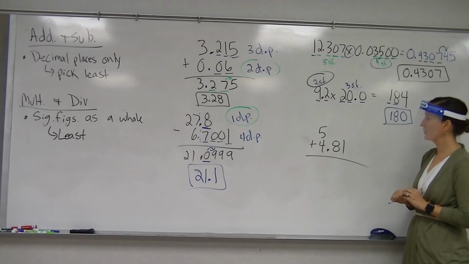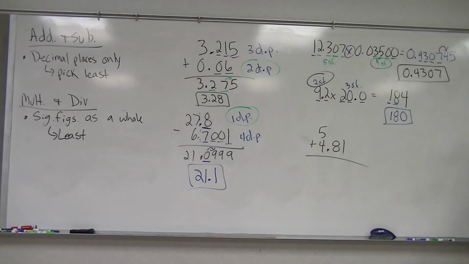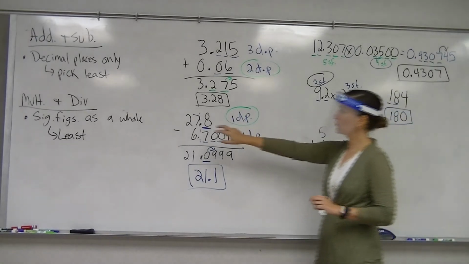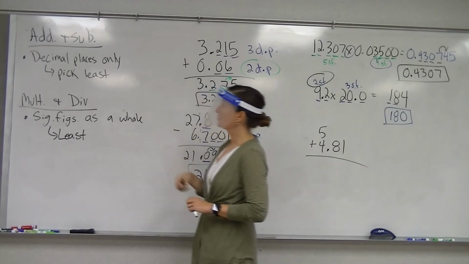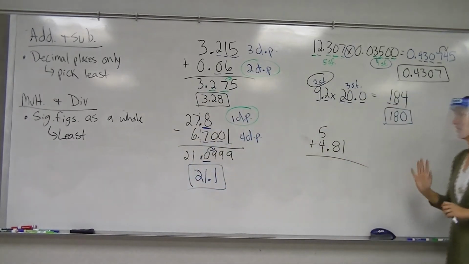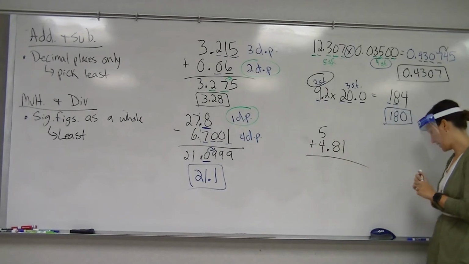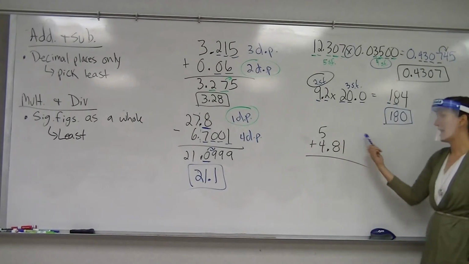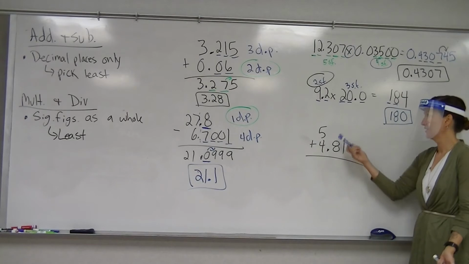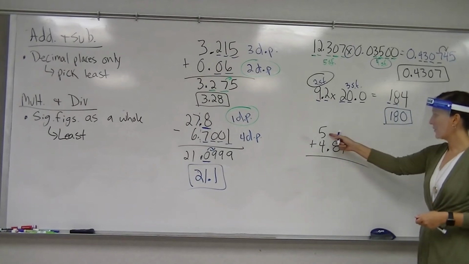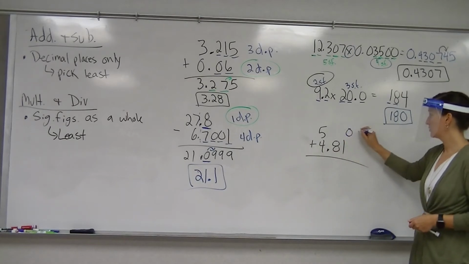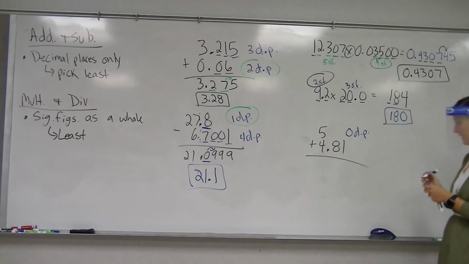All right, so we're going to try this last one here. We're adding again, so we're kind of skipping around. When we're adding, we look at the rules for addition and subtraction. So here we're going to count the decimal places only. This first number here, 5, doesn't have a decimal point even. So if we're counting the decimal places, it would be 0. DP for decimal places.